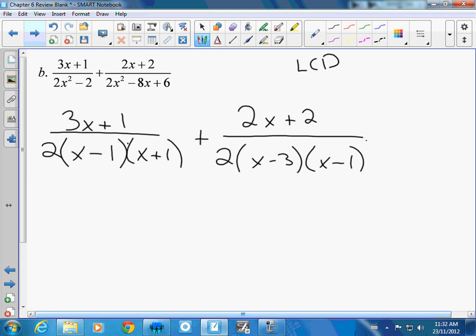LCD. What do we got? 2. We got a 2. Common to both, so that's one of them. 2. What else? X minus 1, we have 2 of those, so we only need 1 of those. And x minus 3. And x plus 1. Oh boy, that is one big old LCD.